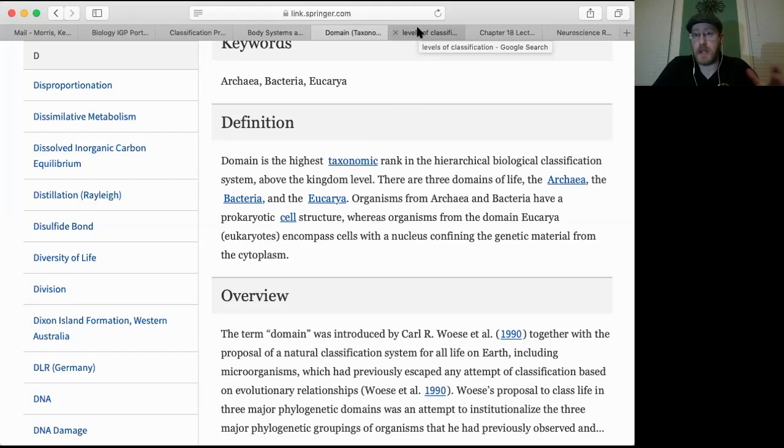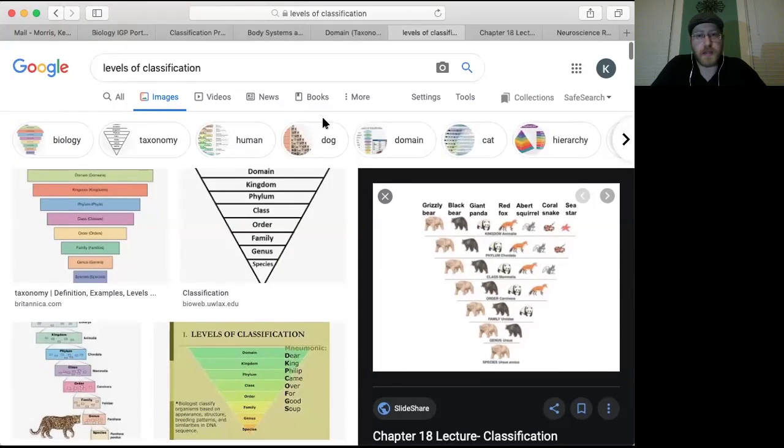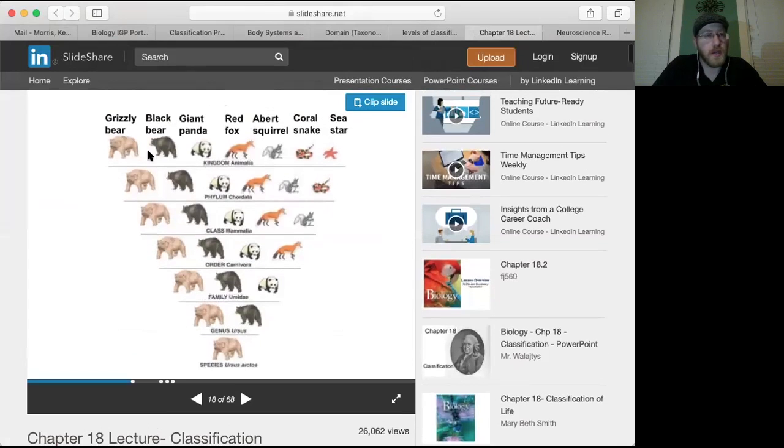And to give you once again an example of what I'm expecting whenever it comes to the classifications and looking at the similarities and differences of each of the animals, all you have to do is look up levels of classification. One of the pictures is this one. If you click on it, it brings you to here. So once again, you have a row of different animals.